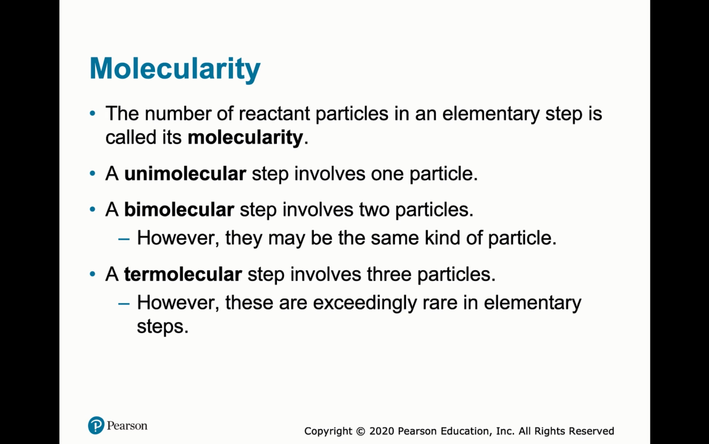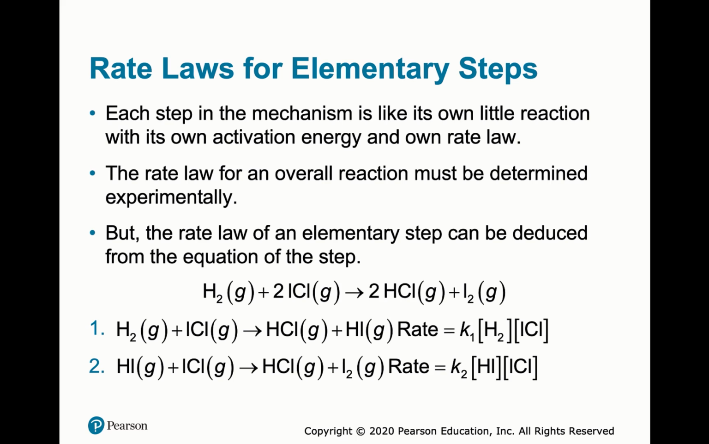So the number of particles in an elementary step is known as its molecularity. A unimolecular step involves 1 particle, bimolecular involves 2, and they could be the same. And a termolecular step involves 3. These are exceedingly rare, so usually it's either 1 or 2. And for the laws of the elementary steps, each step is like its own little reaction. But the overall rate law must be determined experimentally. You can't just look at something and say, oh, this is the way it's going to react. We can only tell this by experimentation.